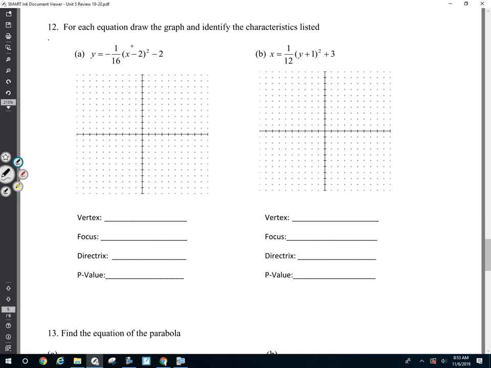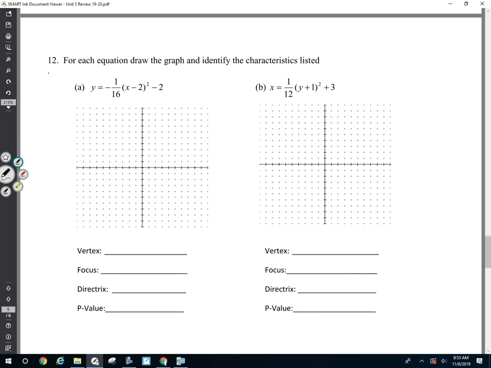Now we have situations with focus and vertex. So this is the other way to think about parabolas. Remember the equation for our focus and vertex form is y equals 1 over 4p times x minus h squared plus k, where p is the distance from our focus to our vertex, and directrix to vertex. Distance from our focus or directrix to the vertex.